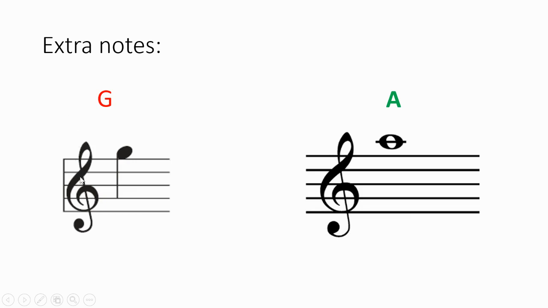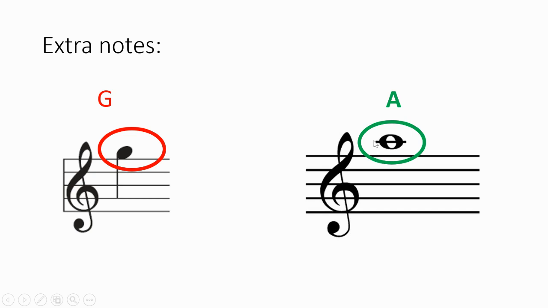We're going to learn 2 extra notes above the stave now. This one, the circle is sat on top of the 5 lines. There's no line above it. It's sat on top. That is the note G.